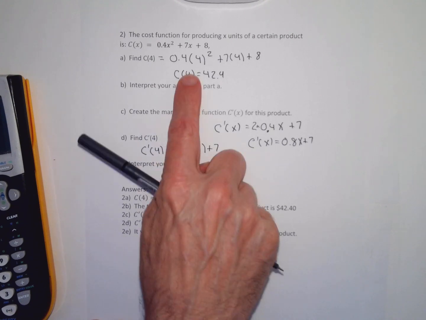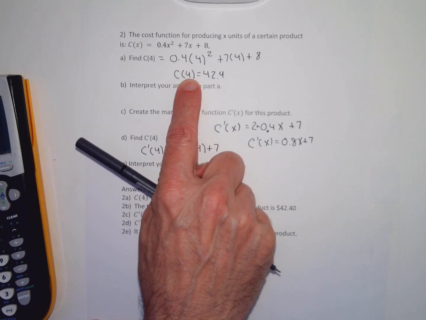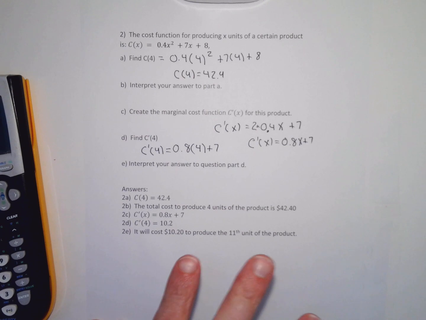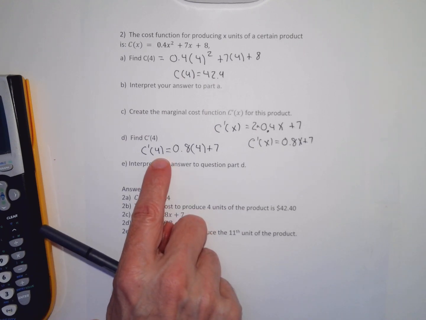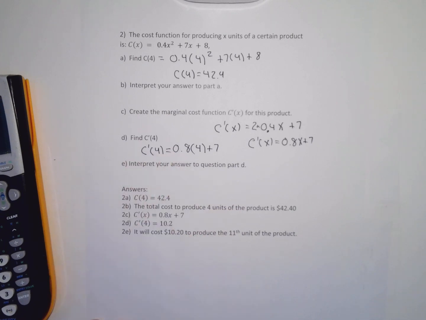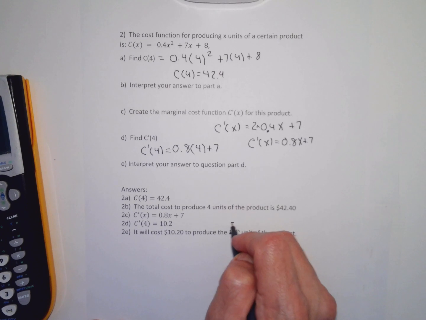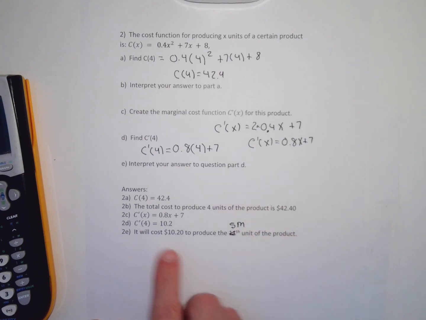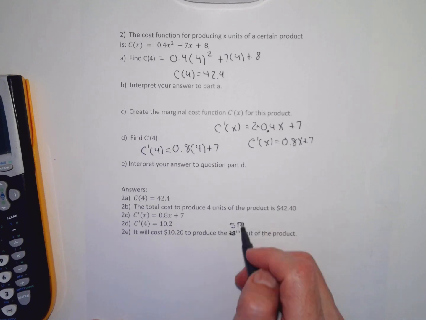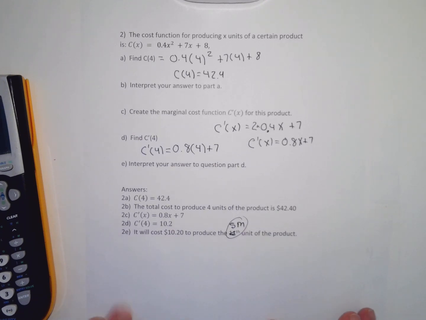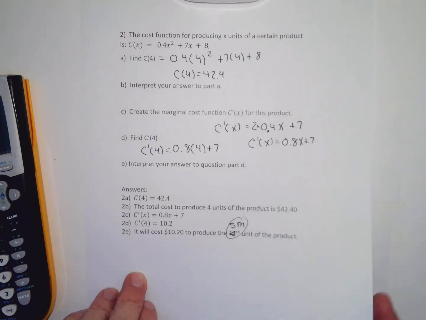Plugging a number into the cost function gets the total cost for that many units. Plugging a number into the marginal cost, or the derivative of the cost function, gets the cost for 1 more unit, and that's going to be the cost of producing the 5th unit. So the cost to produce the 5th unit will be $10.20. I wrote 11 down here. I probably cut and pasted from another answer and didn't change it properly.